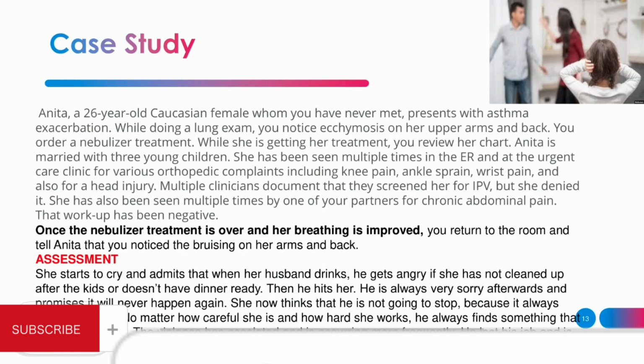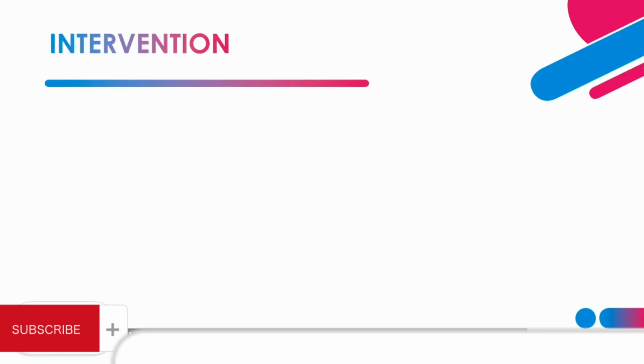She now thinks that he is not going to stop, because it always happens again. No matter how careful she is and how hard she works, he always finds something that makes him angry. The violence has escalated and is occurring more frequently. He lost his job and is home all the time and drinking much of the time. Intervention.